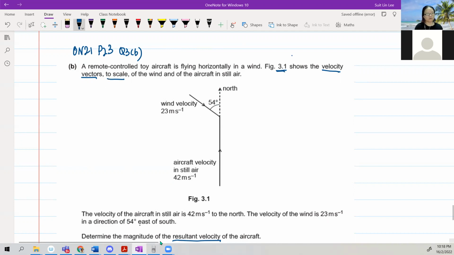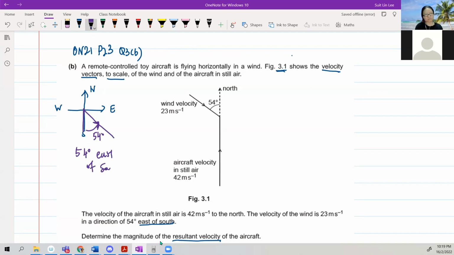So if you are wondering how to see this east of south, although they drew it for you already, let's think of your north, south, east, west. You have north here, south is here, east is here, west is here. So east of south is, imagine you are standing on the south, and then you move 54 degrees towards the east. If you move in this direction, starting from the south, this is what east of south means, 54 degrees east of south. In case they didn't draw for you.